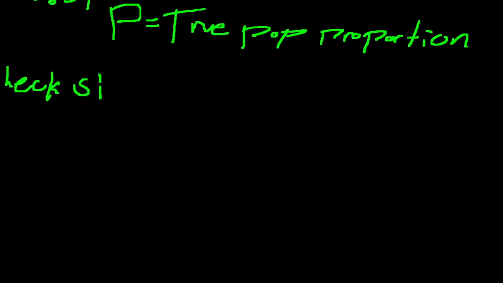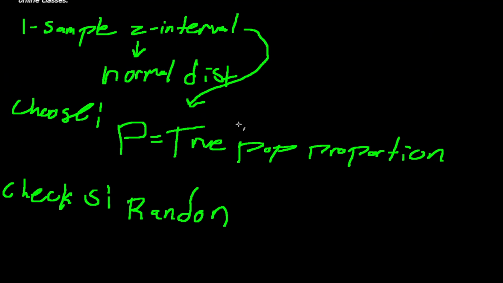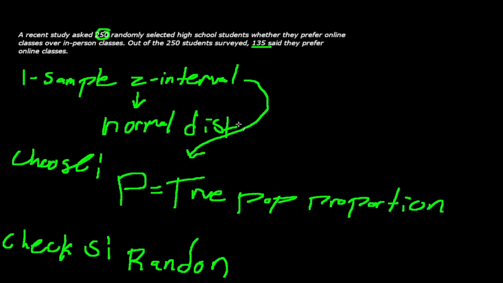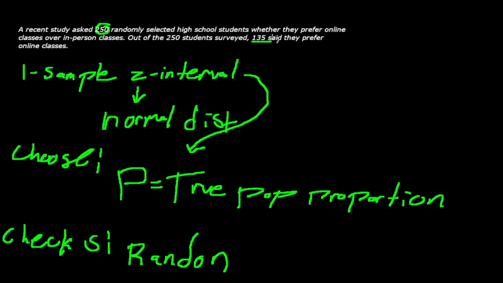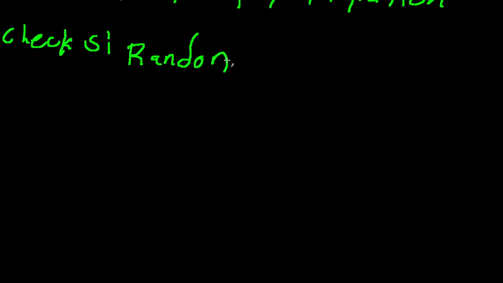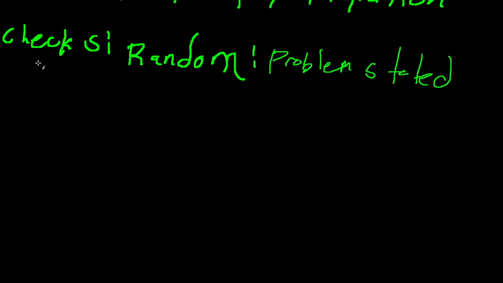So for the first check that we have to do, we're going to have to check to see if it is truly a random selection. And we want a random selection to make sure that p hat, the statistic that we got, is a point estimate for the actual population proportion. So up here, we can see randomly selected high school students surveyed. So what we can say now is that the problem stated that we already got a random sample. That's one of the 3 checks we need.